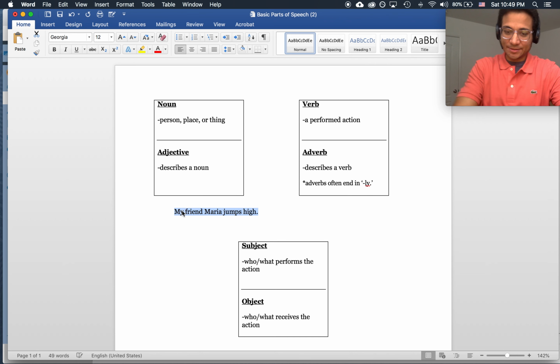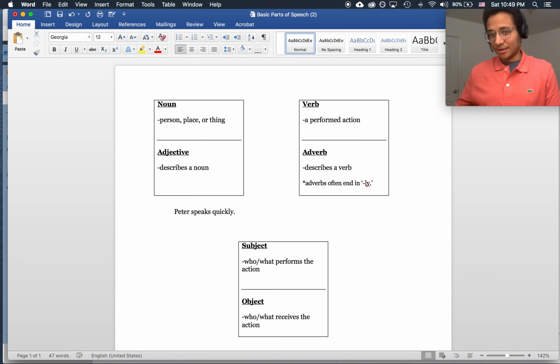Or I can say this. Peter speaks quickly. A lot of times, actually, adverbs end with ly. Not all the time, but a lot of times. So our noun is Peter. The verb is speak. And how does he speak? How does he do the verb? Quickly, right? He speaks quickly.